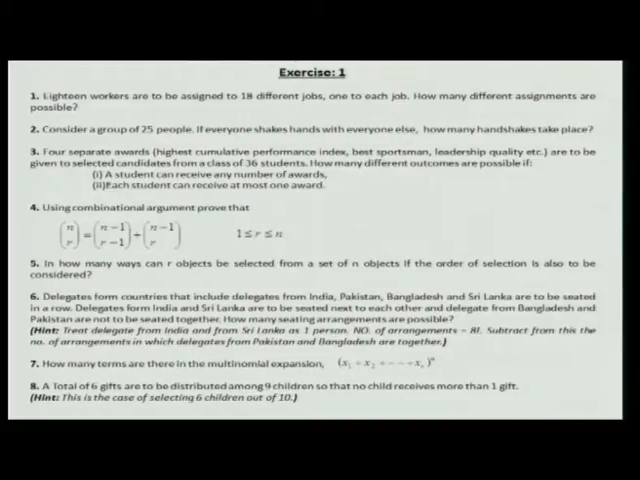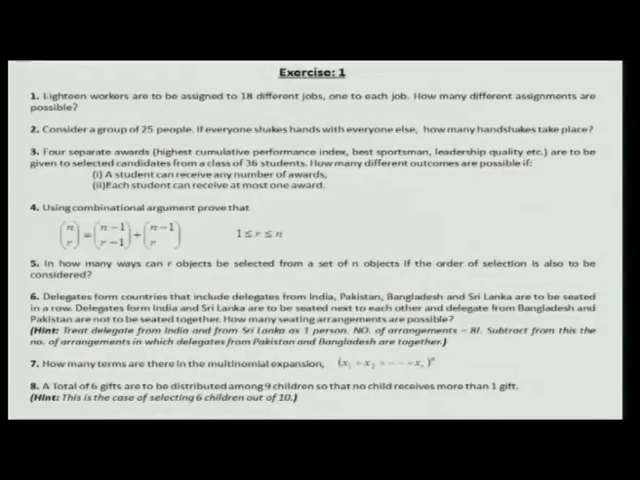Now, here in question 3, 4 separate awards. It can be somebody getting the highest marks, the highest cumulative performance index, best sportsman, leadership quality, etc. So, you can have 4 different awards given to these students, and the idea is to select from a class of 36 students who can be given this award.